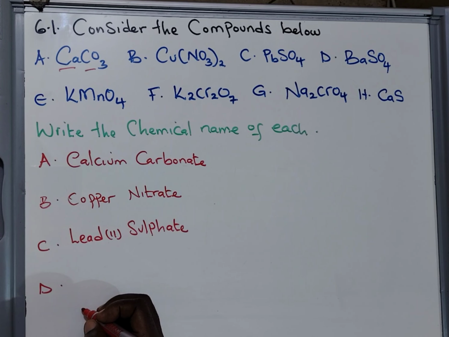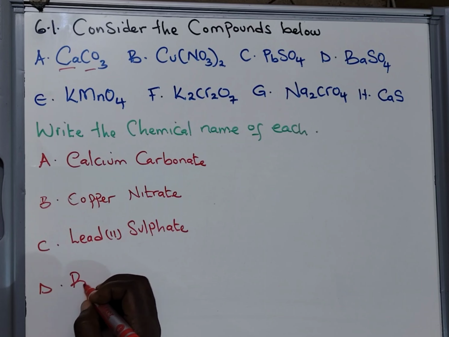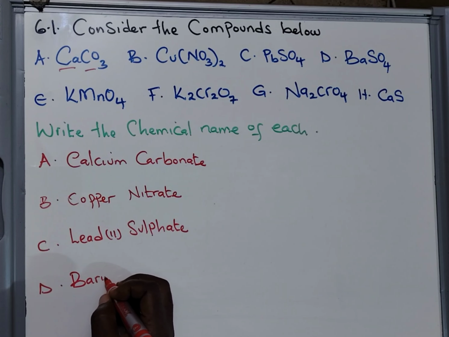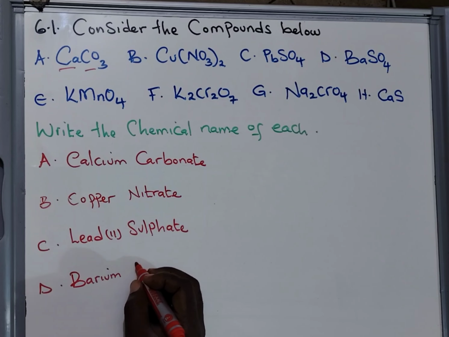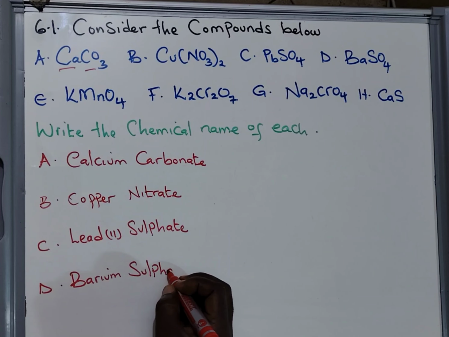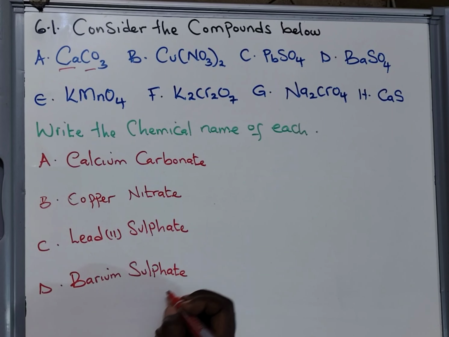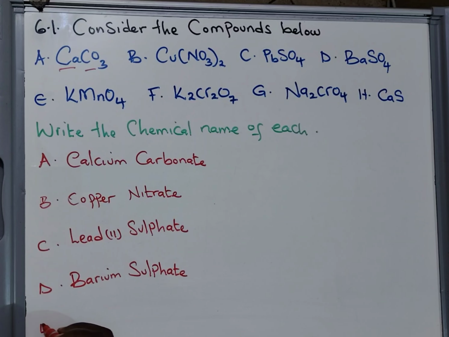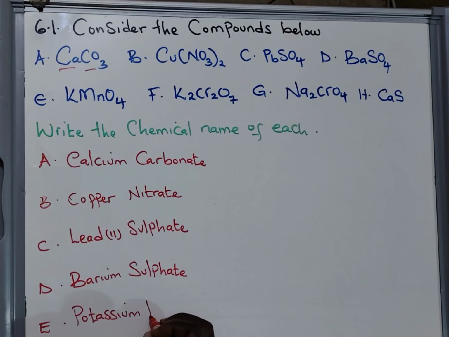What is the chemical name of D? It's barium sulfate. Okay, then let's go to E. E is potassium permanganate.